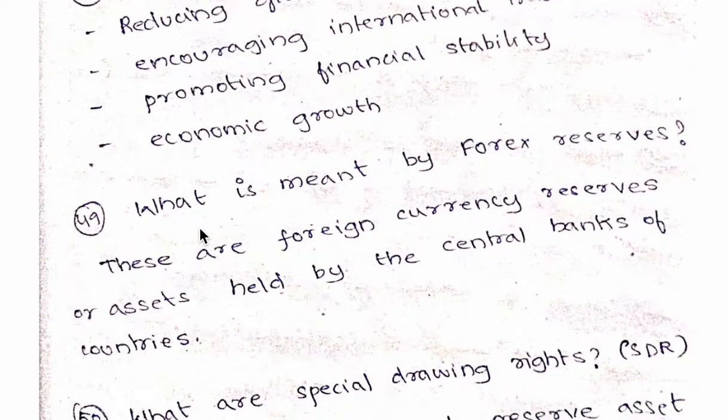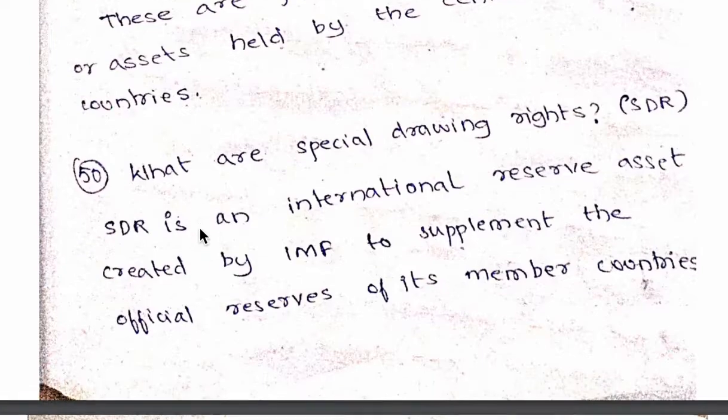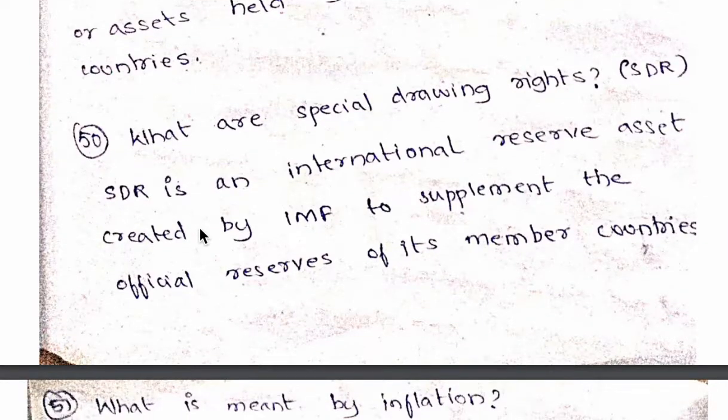49th question, what is meant by forex reserves? So these are the foreign currency reserves or assets held by the central banks of the country. 50th question, what are special drawing rights? So SDRs, actually this is the international reserve asset created by International Monetary Fund to supplement the official reserves of its member countries.